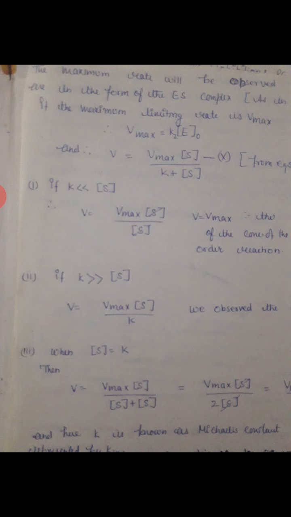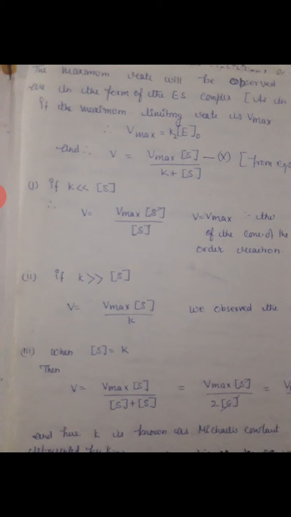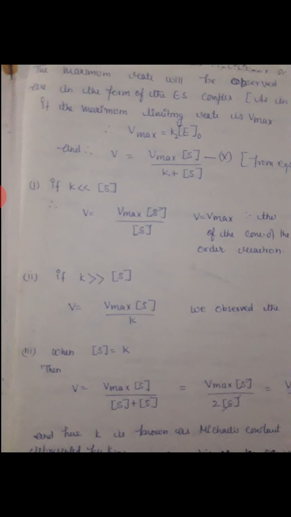So what happens if Km is very small compared to the substrate concentration? Putting this value, Km is negligibly small, so we can ignore it and V comes out to be V equal to Vmax. So we can say that the reaction is independent of the concentration of substrate when Km is negligibly small, and the reaction comes out to be zero order in this condition.